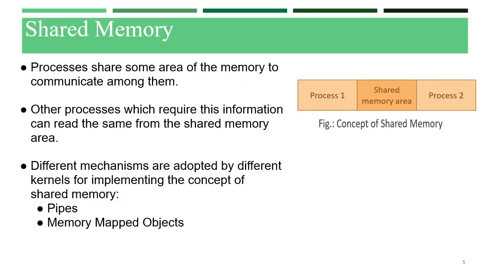Shared memory. Processes share some area of the memory for communication among the different processes. The information which is to be communicated by the process is written to this shared memory area, as shown in the diagram. The other processes which require this information can read the same from this shared memory area. A real world example is a notice board.